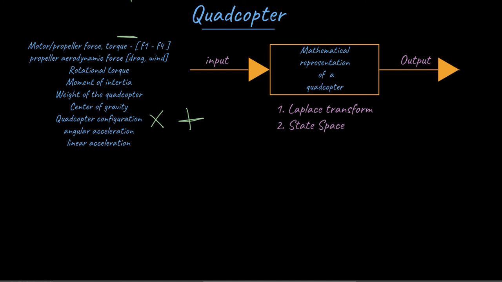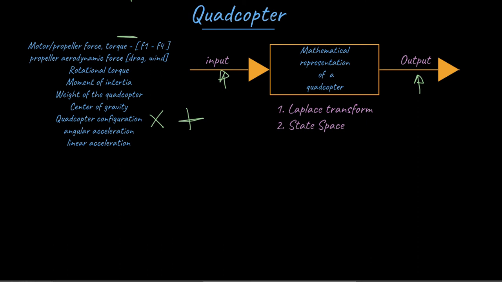So you have an input, and you're trying to have a mathematical representation of the quadcopter, and then you're trying to measure the output. And the input could be the motor speed, and the output could be something else. And this mathematical representation of the quadcopter is generally done using either Laplace transform, which we call transfer functions, or a state space model.